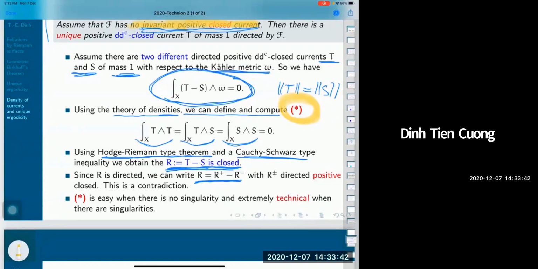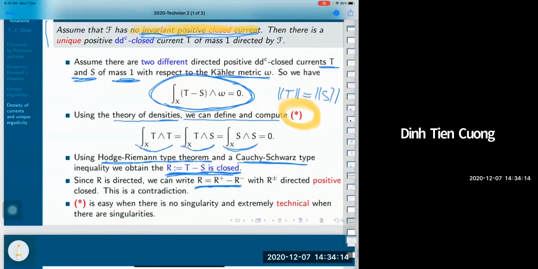And recently, with my student, we showed that the estimate that we use is optimal. So you cannot have any better estimate. It's very technical, and fortunately we end up with this computation, which gives us that the intersection equals 0, and then this is a proof of the theorem. Okay, so let me stop here.